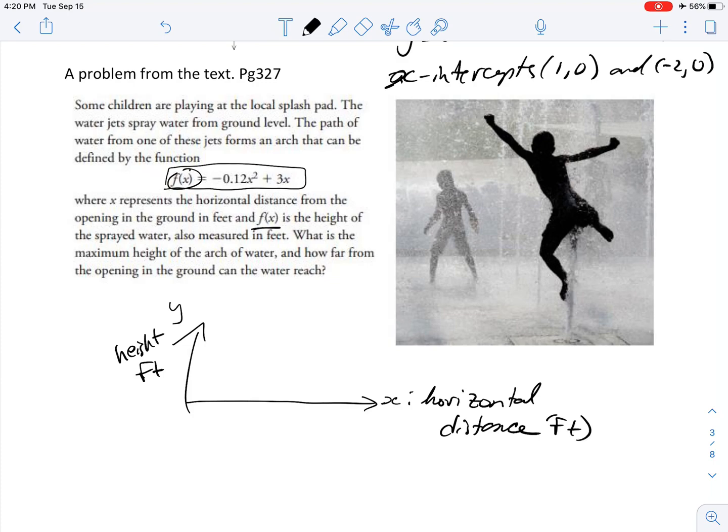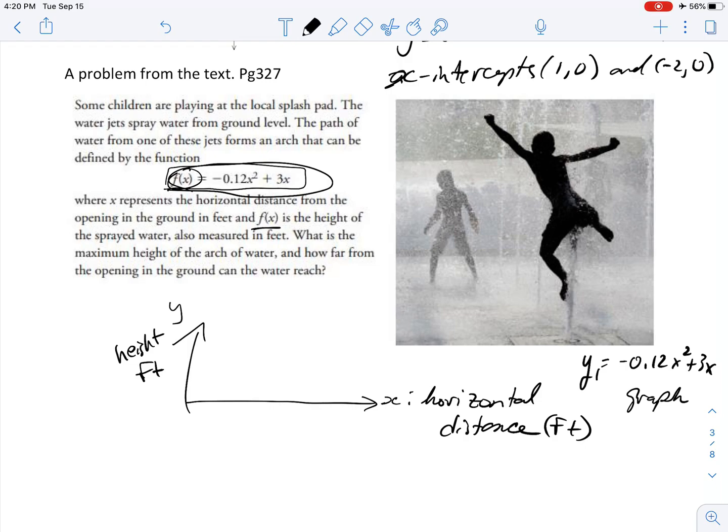And this horizontal distance is also in feet. So what I'm going to do is put this equation into my calculator. So I'm going to touch y equals, and y1 is going to be -0.12 x squared plus 3x. And then I'm going to graph that.